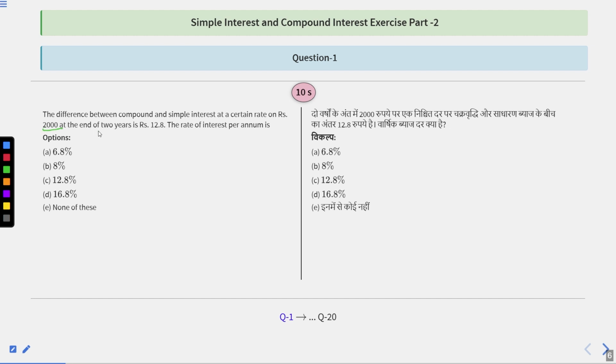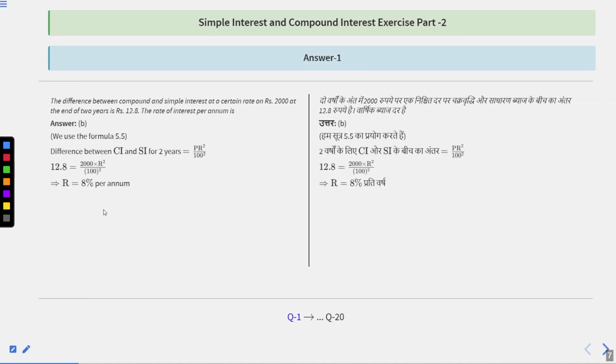Now the first question is: the difference between compound and simple interest at a certain rate on rupees 2000 at the end of 2 years is 12.8 rupees. Find the rate of interest per annum. You have 5 options and 10 seconds to analyze the question. Your time starts now. Now time's up. Let's see the solution.